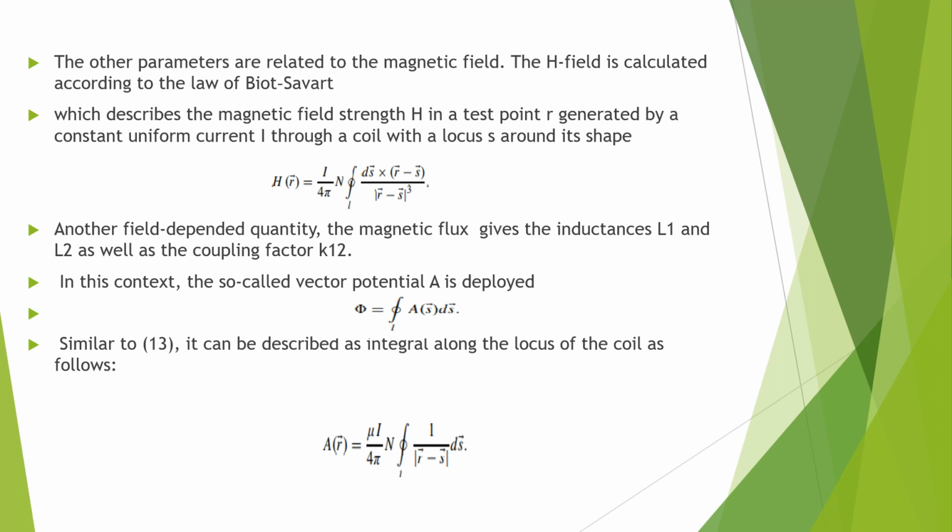The other parameters are related to the magnetic field. The H field is calculated according to the Biot-Savart law, which describes the magnetic field strength H at a test point R. It is generated by a constant uniform current I through a coil with a locus S around its shape. The H of R is given in the formula below. Another field dependent quantity is the magnetic flux, given the inductance L1 and coupling factor K12. The flux phi equals the integral of B dS, similar to that above. It can be described as the integral along the locus of the coil as follows.